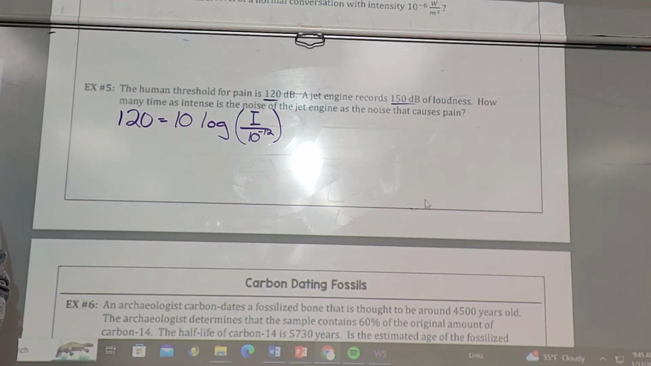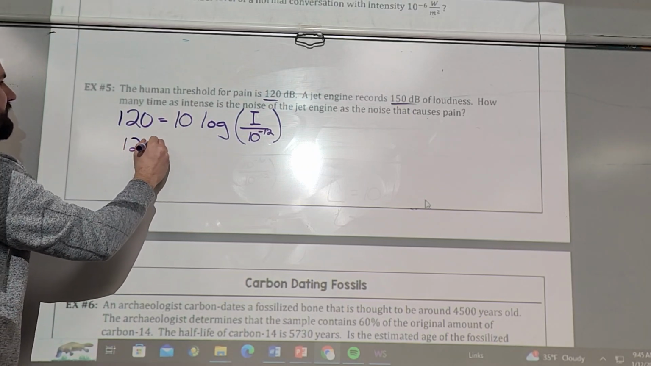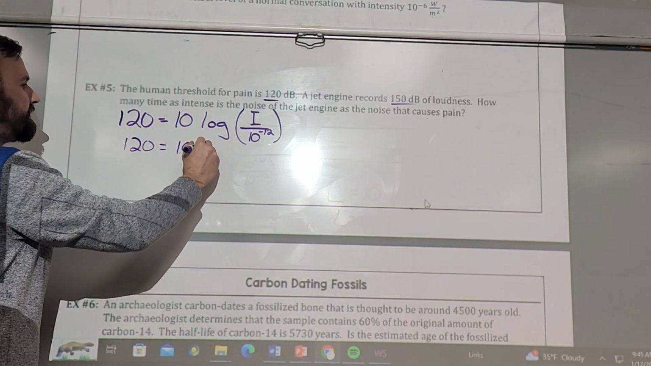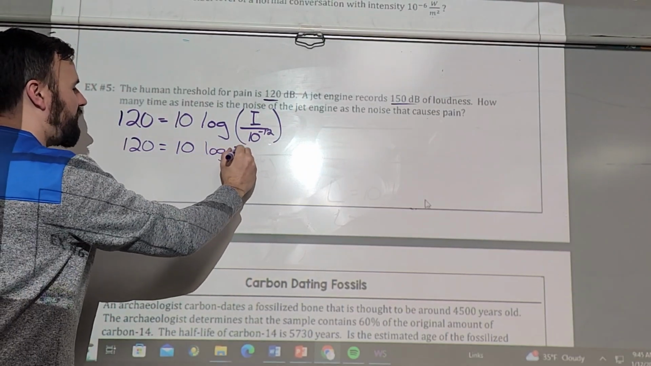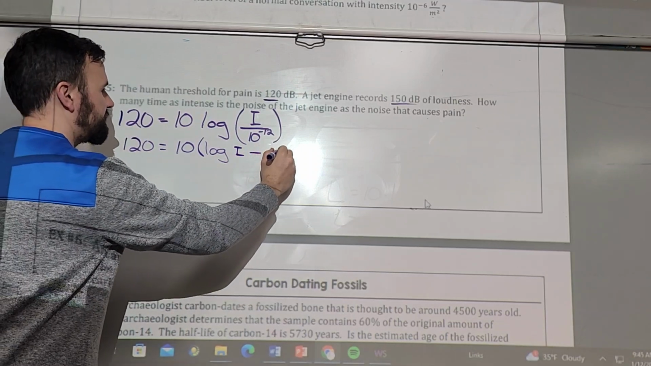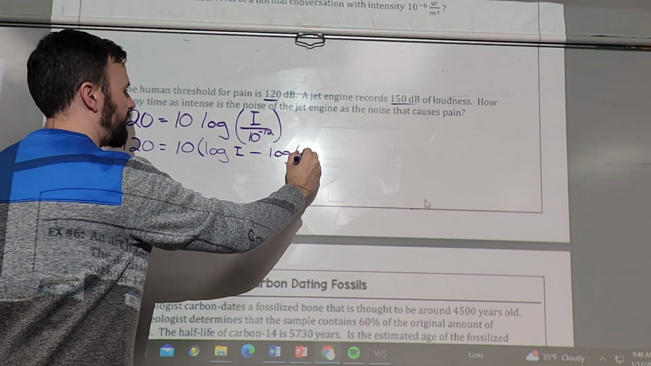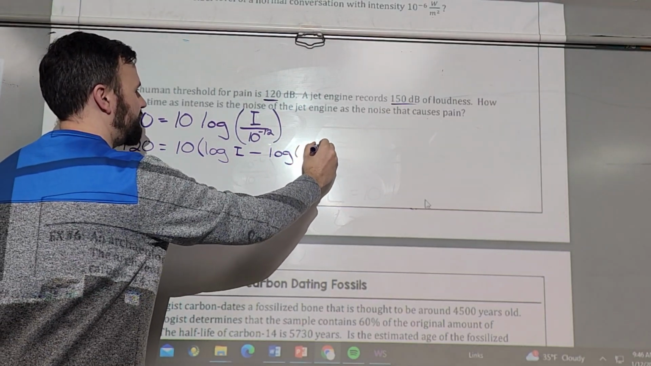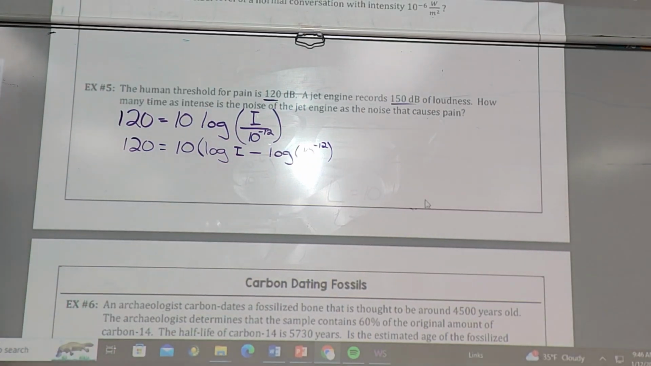Now, can I do this one with a calculator relatively? Yeah, let's do it that way. I'm not going to do it that way. They did a system of equations. I don't know if I agree. So let's do it. This is 120 equals 10 times log of I minus log of 10 to the negative 12. Can I do that? Because it's division, right?